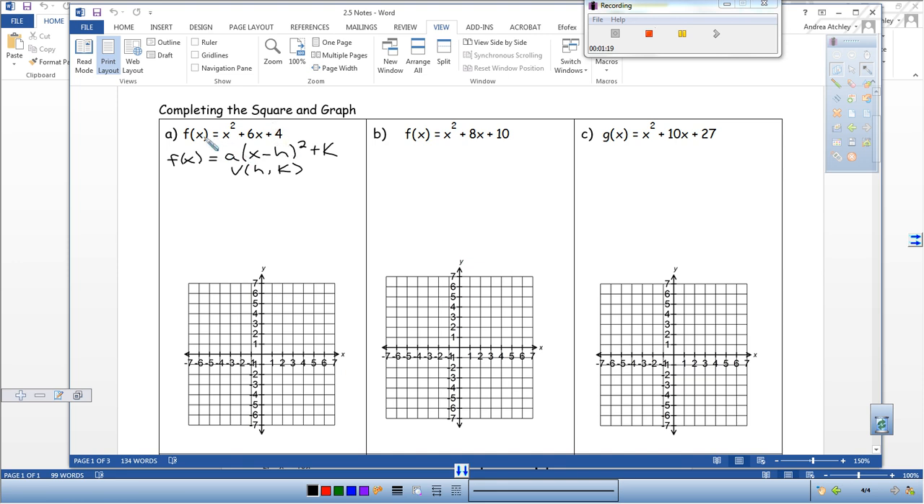Currently, this is not looking like this. So the easiest way to put it like this is to complete the square. Okay, this is the whole point of completing the square, is to write it in vertex form. So let's just review how we started this. We started by making a square.